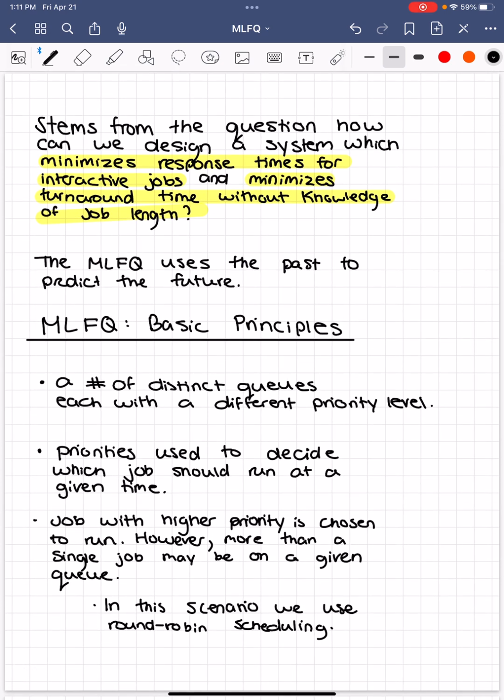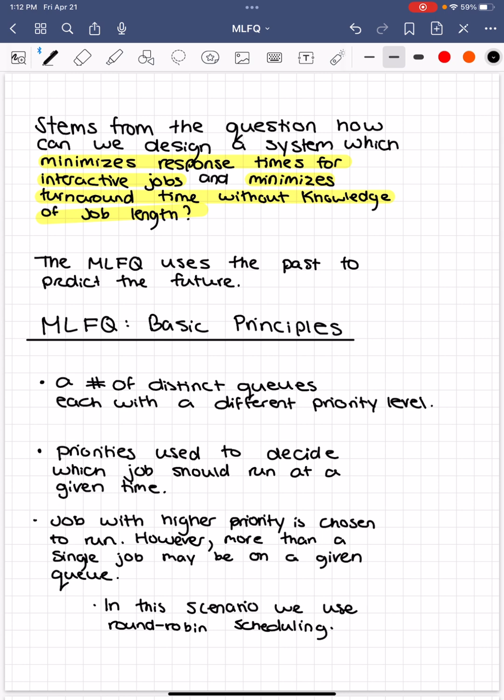So this idea of a multi-level feedback queue stems from the question: how can we design a system that minimizes response times for interactive jobs and minimizes turnaround time without knowledge of job length for more CPU-bound jobs at the same time? What we're trying to do is essentially predict the future based on the past. And the MLFQ is a way of doing this. Not perfectly, but as best we can.